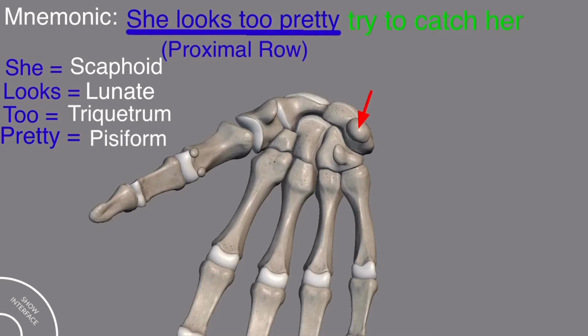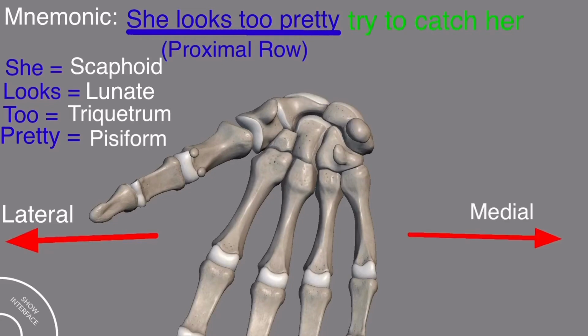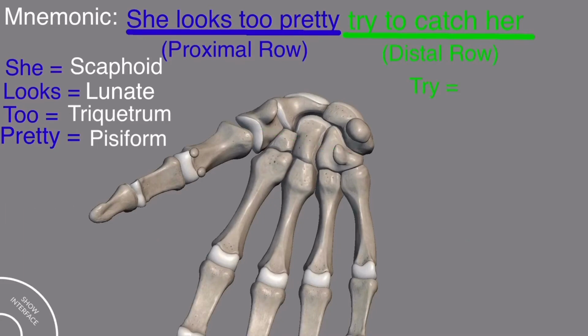These represent the bones of the distal row from lateral to medial side. This one represents the trapezium. This represents the trapezoid. This represents the capitate, and this represents the hamate bone.